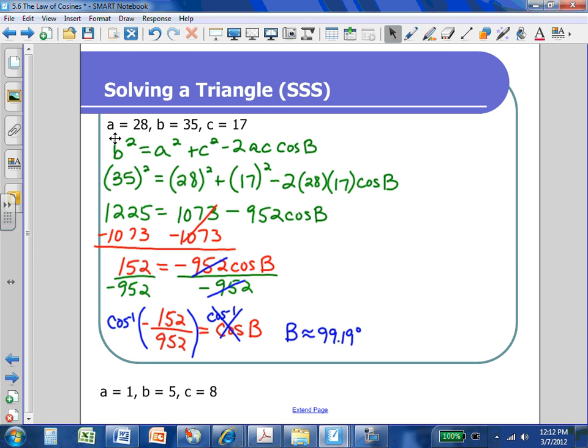So now that I have angle B, I've got to solve for either A or C, and I can use my law of sines. So I'm going to go ahead and solve for A. We're going to set this up: sine of angle A over side A, which is 28, has to be equal to sine of angle B, because that's the one we have, and that's 99.19 degrees, all over side B, and side B was 35.